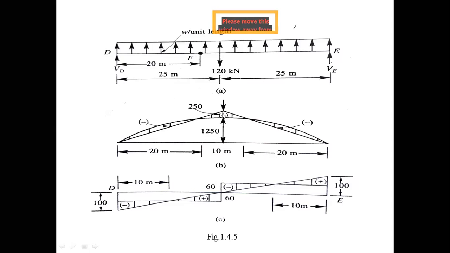So 1500. The total ordinate is 1500 for the concentrated load, and the ordinate for the uniform distributed load is 1250. So what is the difference? This ordinate is 1250. So the point of contraflexure is at F, where the bending moment is 0. Therefore, either side it is 20 meters. So this is the way of drawing the bending moment diagram, right?